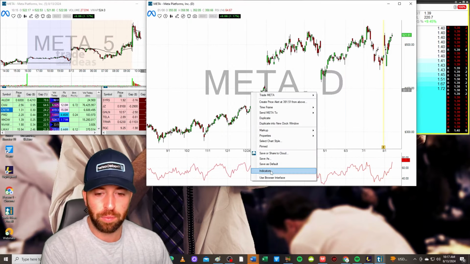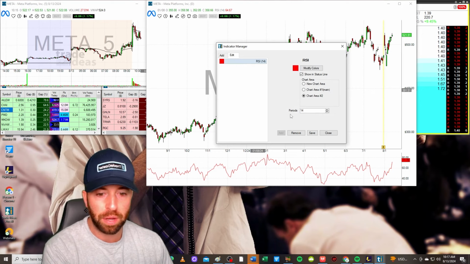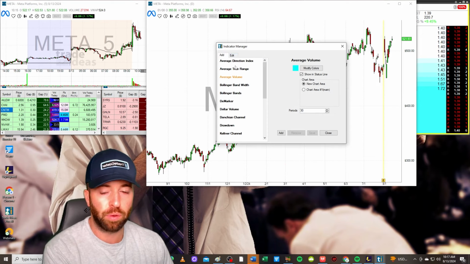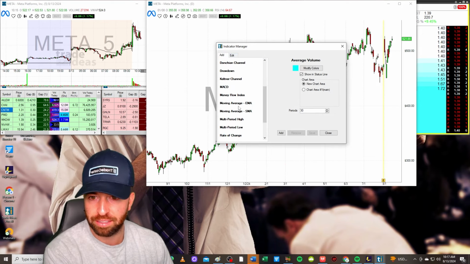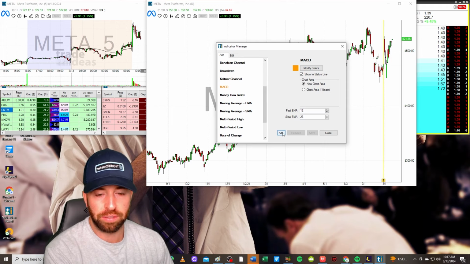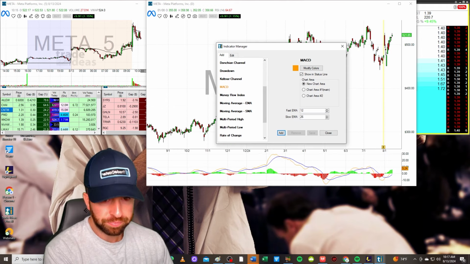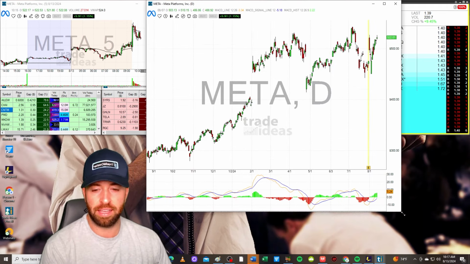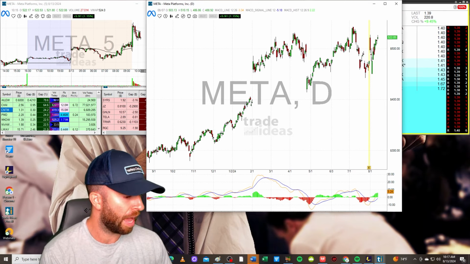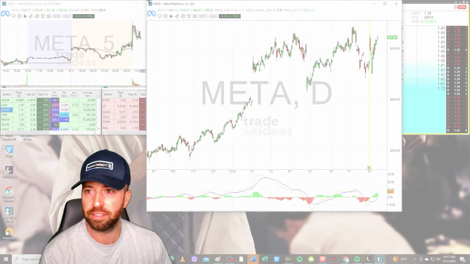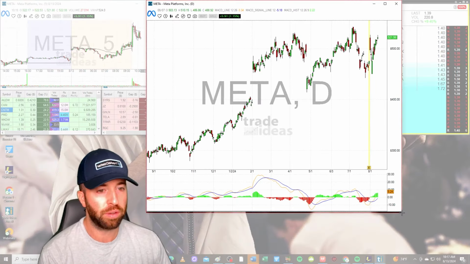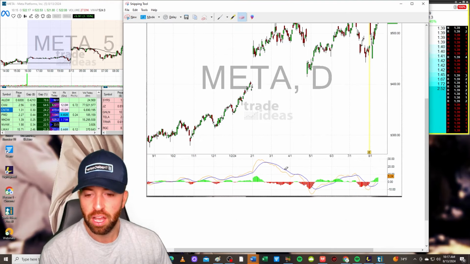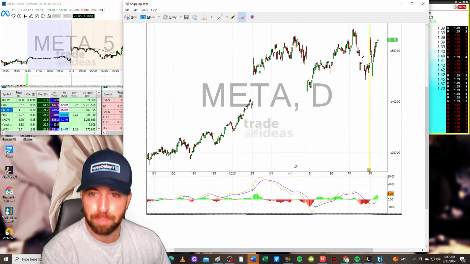So let's go over, we can click our indicators, let's get rid of the RSI, and let's add the MACD here. So the MACD, we are going to add right here. And now, as you guys can see on the bottom, we are going to have these two lines. One is going to represent more of the bullish side, and one is going to represent more of the bearish side.